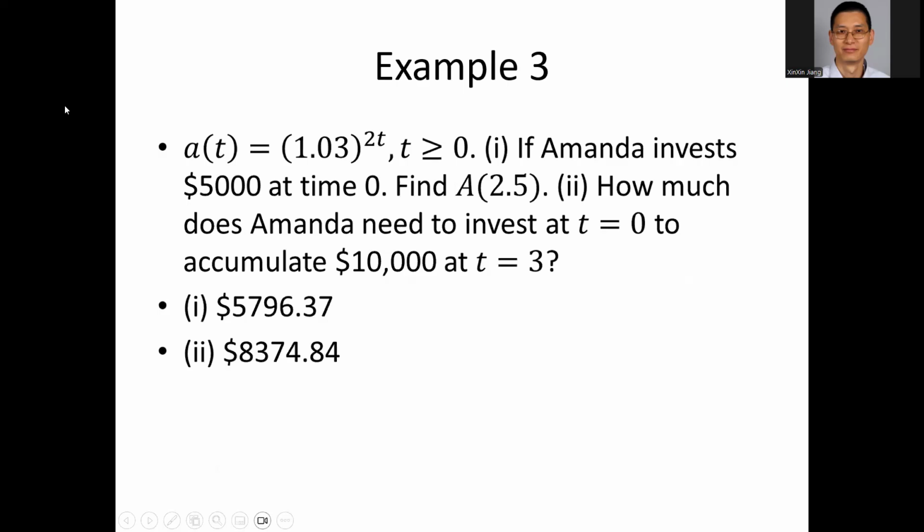All right, example three. Now we have the accumulation function, little a of t equals 1.03 to the 2t, t squared equal to 0. Now, if Amanda invests $5,000 at time 0, find the amount function, capital A. So capital A of t equals A of 0, which is 5,000, times 1.03 to the 2t. So you plug in 2.5, and you calculate it out, you'll get this number.